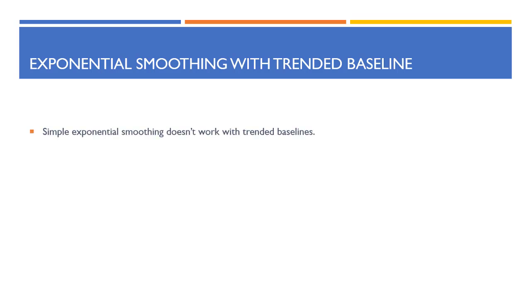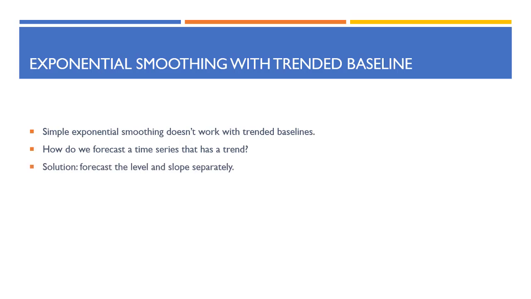Simple exponential smoothing doesn't work with trended baselines. That is, exponential smoothing works best when the data series is horizontal, with no pronounced trend up or down into the future. So how do we forecast a time series that has a trend? Well, the solution is to forecast the level and slope separately using different coefficients and then combine them into a single forecast.